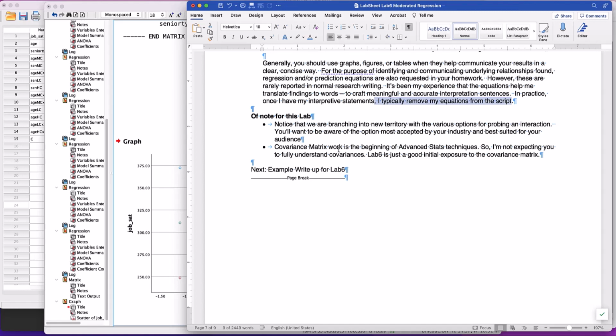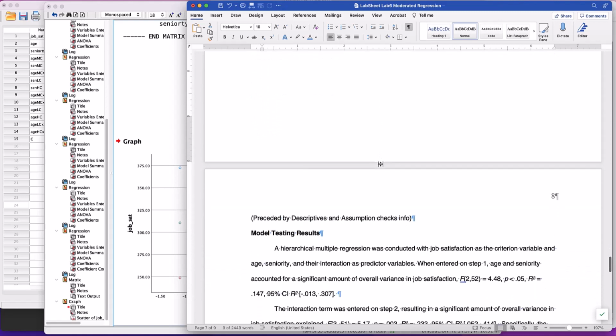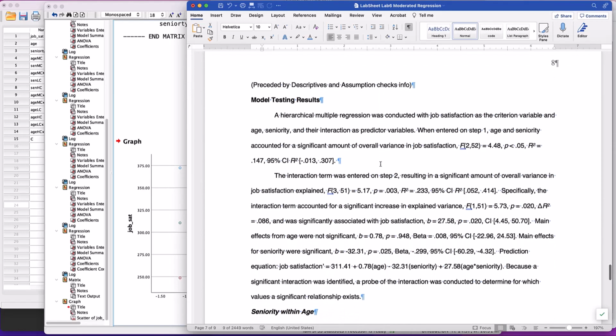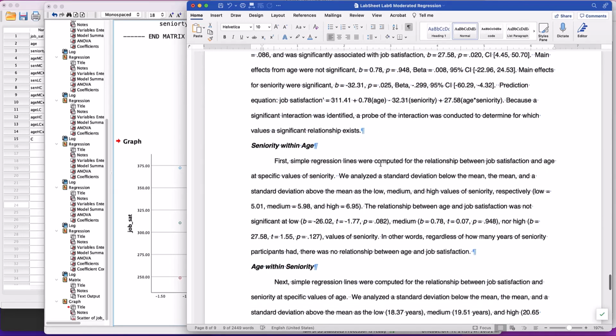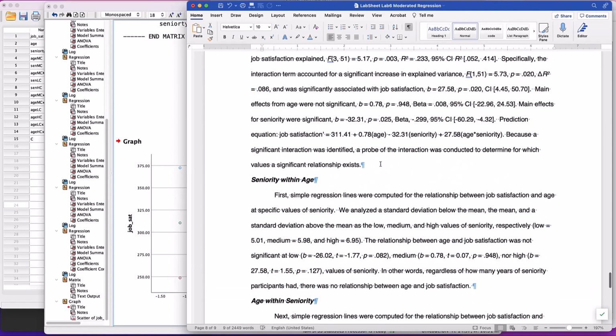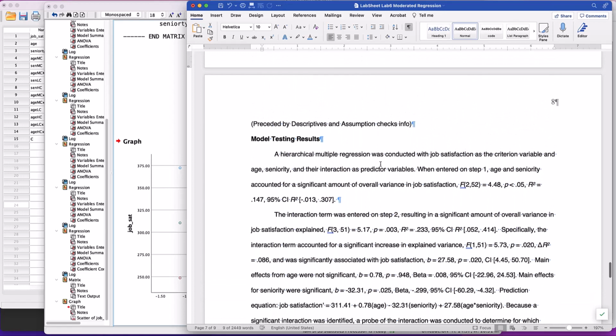And the covariance matrix, that is beginning advanced stats stuff. So I'm not expecting you to fully understand all that or have to communicate about it. It's just an initial exposure. And then next on this write-up is an example of what the model testing results might look like. So let you play with that. And then next we'll go into our R lab.